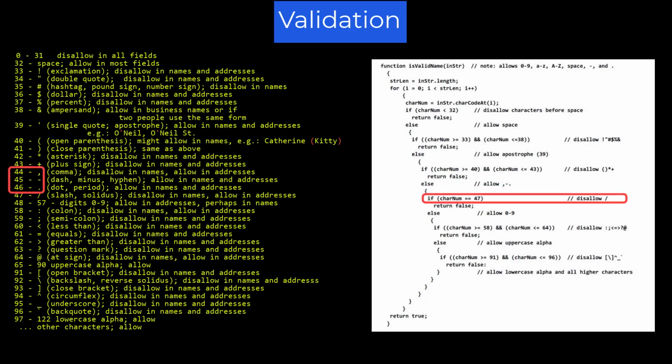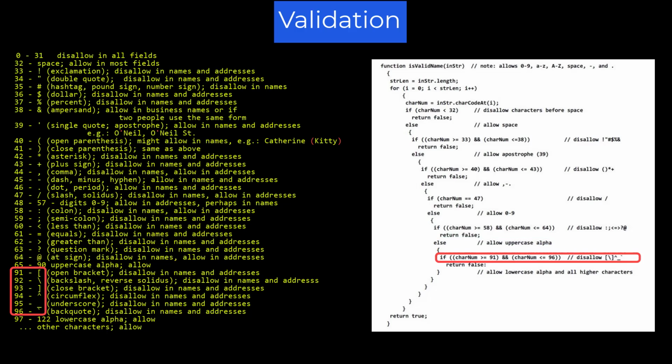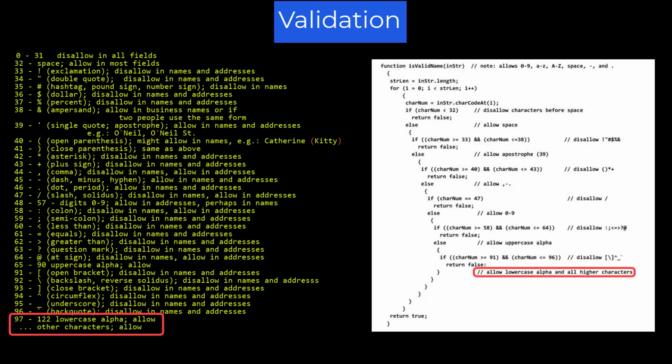Otherwise, and now we're going to allow the comma, dash, and period. So the next if says, well, if char num is 47, which is the slash, return false. Else, now we're going to allow 0 through 9. So we skip from 47 up to 58, because 48 through 57 are the digits. And then 58 through 64, we disallow those characters, return false. And then we go to the uppercase alpha, we jump up to 91, and then 91 through 96 are characters we don't want, so we return false. And then we allow everything after that.